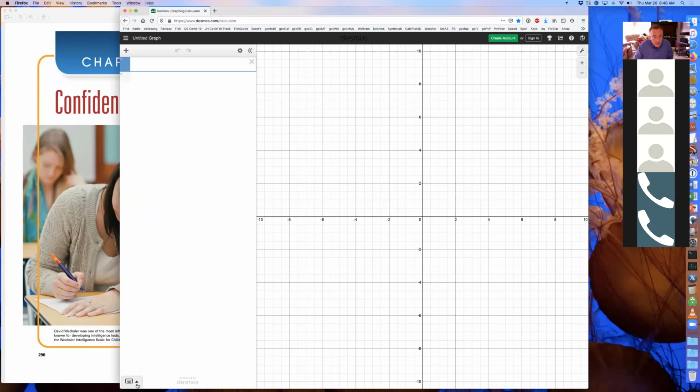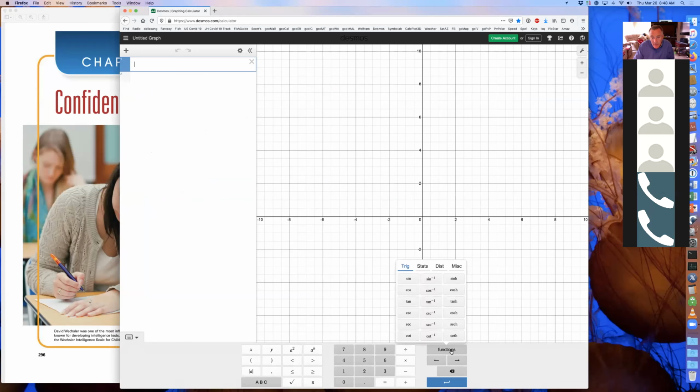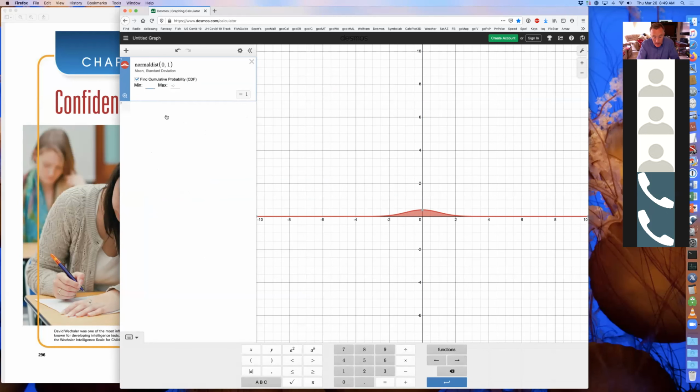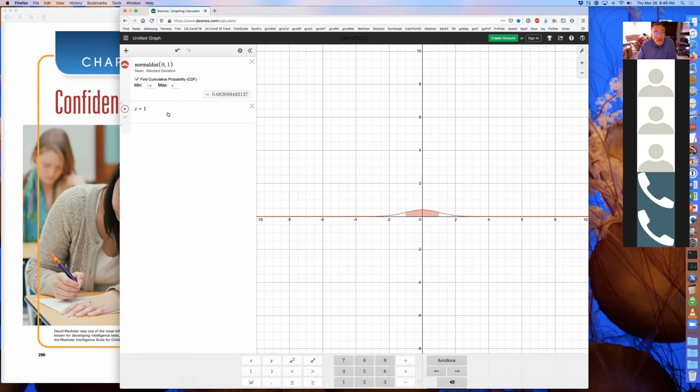Put in your normal distribution. I can kind of remember how to type it because I've typed it enough times, but if you don't remember, go under distribution and put normal distribution in here. Okay, it's got a mean of 0 and a standard deviation of 1 because it's the standard normal. And we want the probability, right? We want the Z's that cut off an area of 90%. So we could just simply say minus Z to Z. And then we could just calculate it something like this.